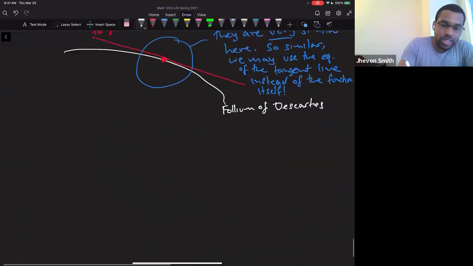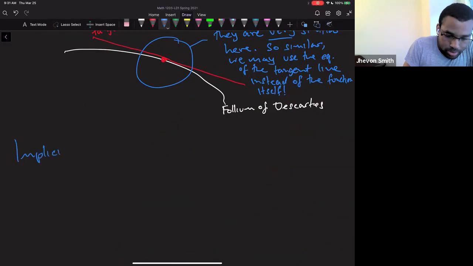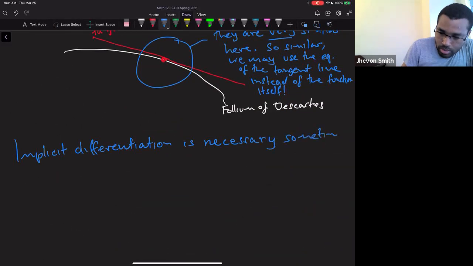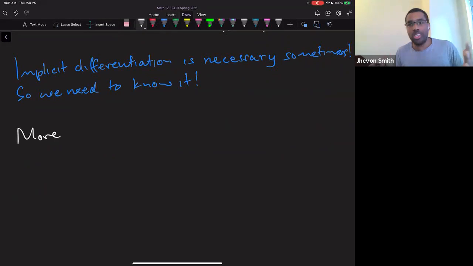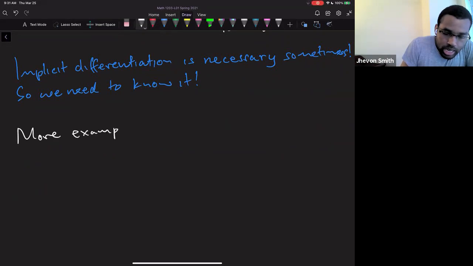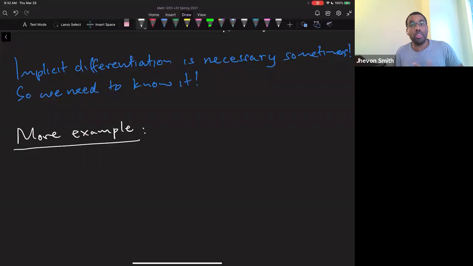So yeah, implicit differentiation is necessary sometimes. So we need to know it. That was just an illustration of how implicit differentiation fits into our overall thing. Sometimes it's optional. Sometimes you'd want to do it as opposed to doing things normally. Sometimes it's the only game in town. You have to know it. And knowing it, even in cases where it's impossible to solve for our functions, can still be useful because I know how to address functions point by point.